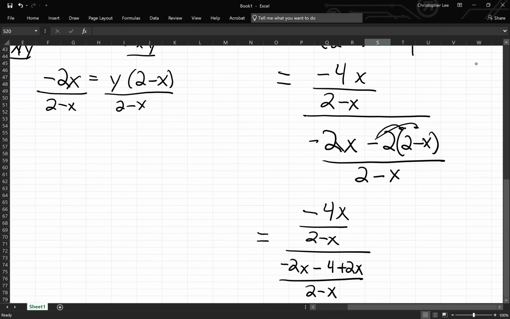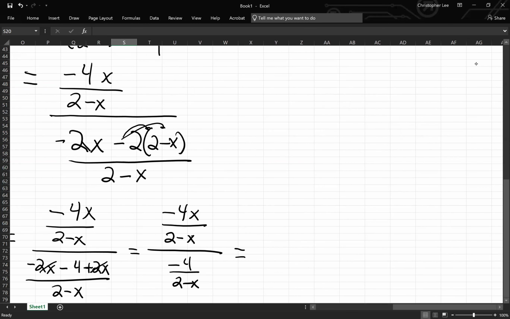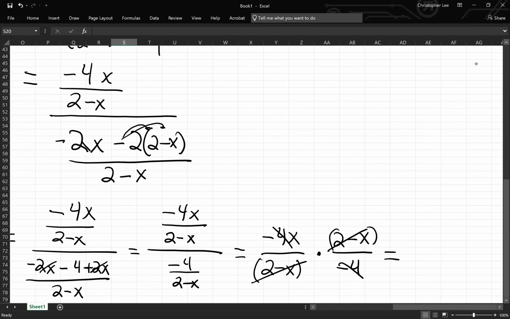Let's combine like terms. What do I have? I have negative 4x over 2 minus x over, right? These will cancel. Negative 4 over 2 minus x. All right, let's simplify this. Keep change flip. This is negative 4x over 2 minus x. Now we're going to change that to multiplication. Flip the bottom. This is 2 minus x over negative 4. Let's cross out the like terms, shall we? Final answer is just x.